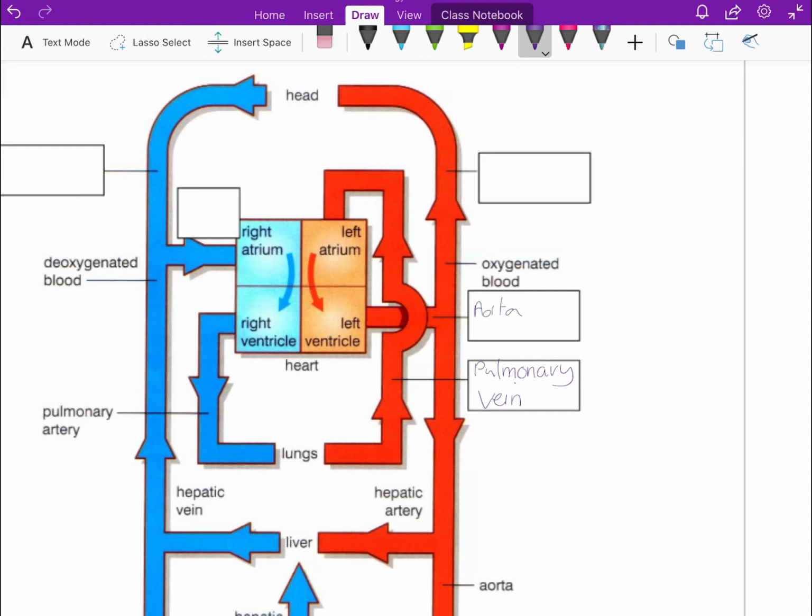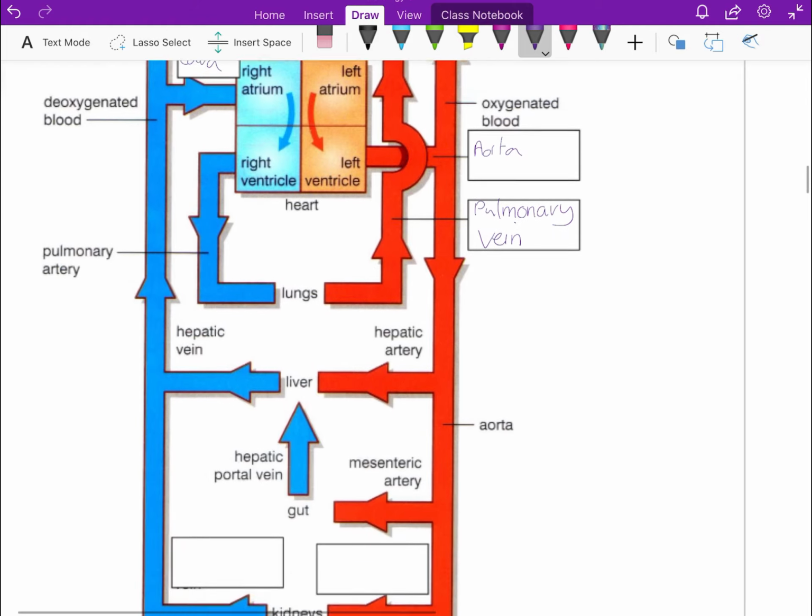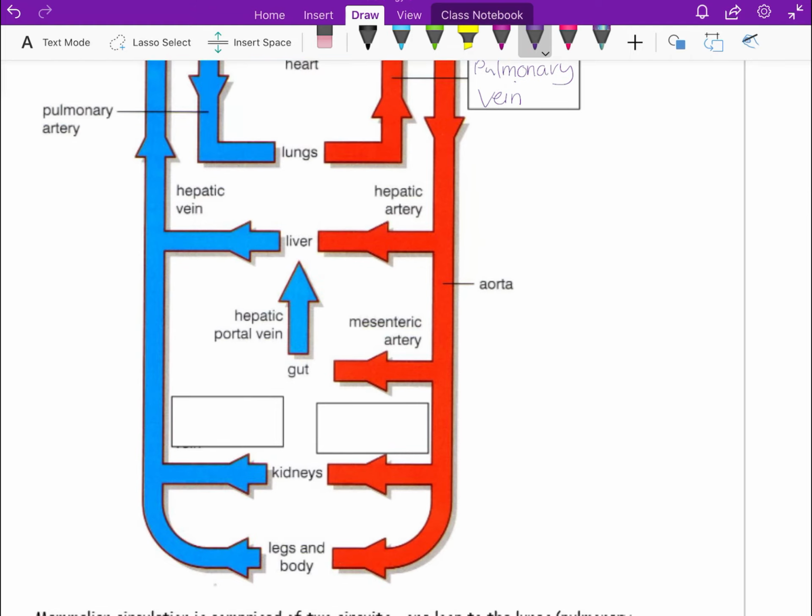So that's going to be returning blood from the lungs back into the left side of the heart, into a structure called the left atrium. We've then got a structure called the aorta, which is an artery which is taking blood away from the heart from the left ventricle.